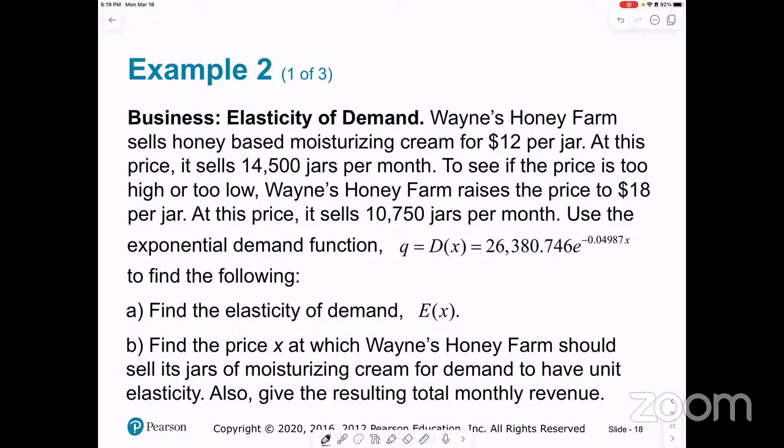We're almost actually done with this. Wow, this is going to be it. But I'm going to pull up some other stuff that we can work on. Let's see. So, elasticity of the demand. Wayne's Honey Farm sells honey-based moisturizing cream for $12 per jar.